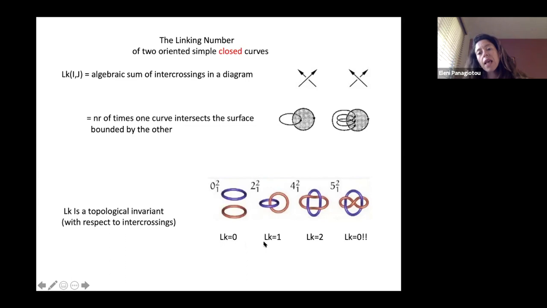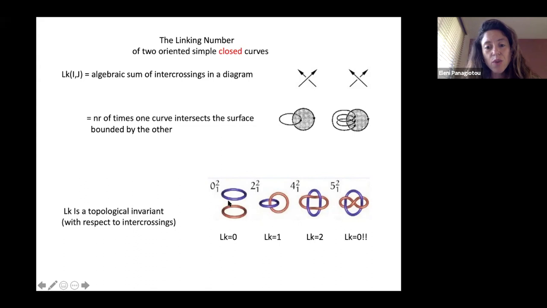And you see here that intuitively it captures the integer in absolute value, because it could also have negative values. As the absolute value increases, you can see the complexity increases as well, but it is not a very strong invariant, meaning that there are relatively many cases it misses. For example, this is the last one here. You see it has a linking number zero, while you cannot disconnect the two. It is not the same as this one, right?